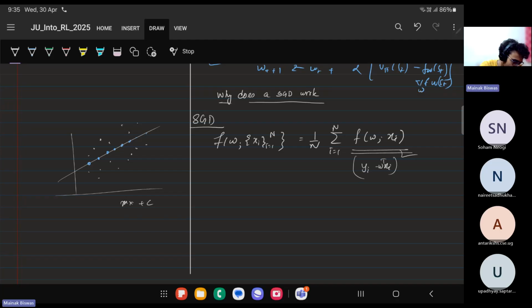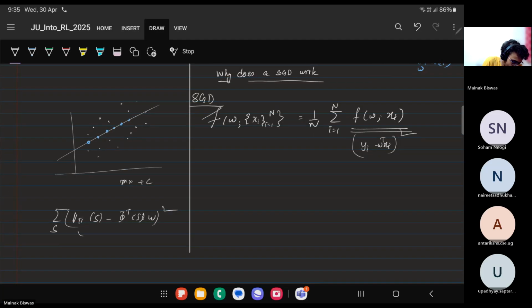Let's write it as some other different function f. This is the total loss. Any questions? So I told you that this is the sum of V_pi of s minus phi transpose s times W, squared. And this is one data point, right? I have N such points. That's what I've written, the summation. And I say that individually this is f of W comma s. Can I write this or not?